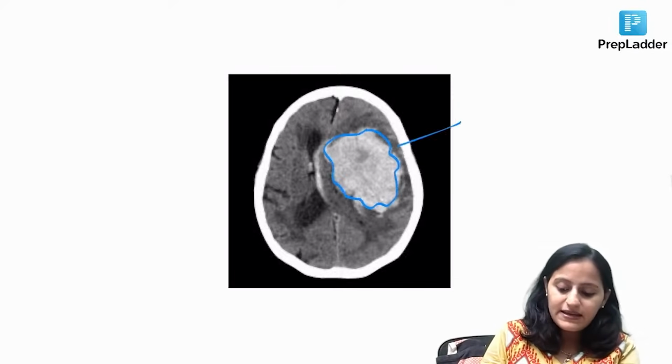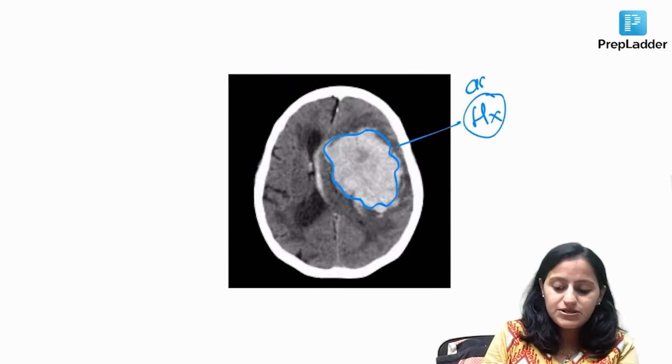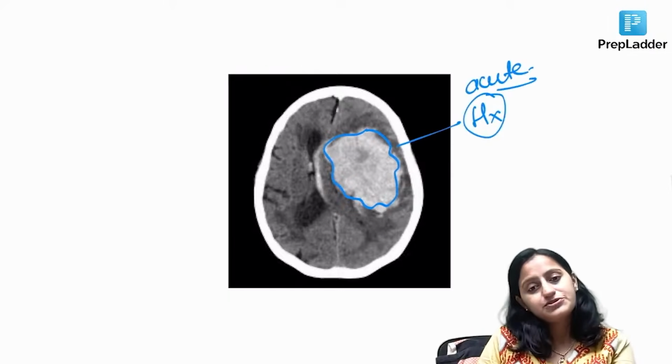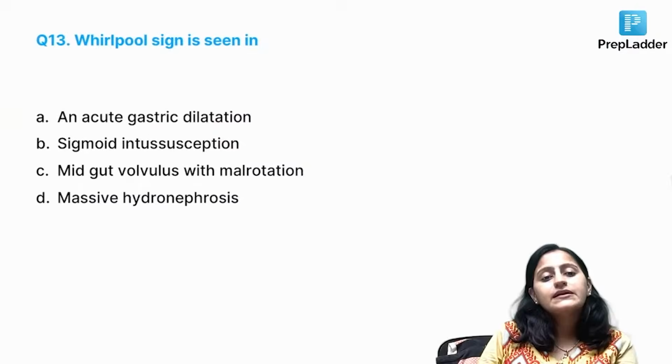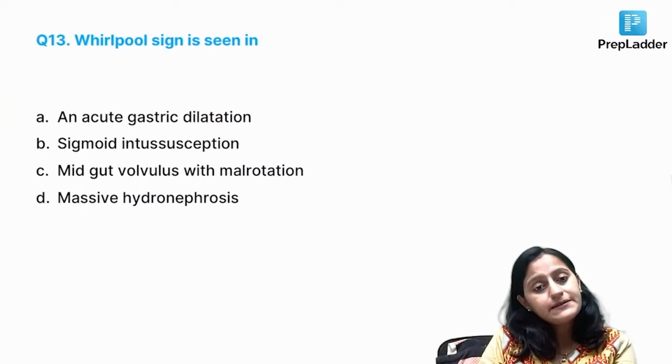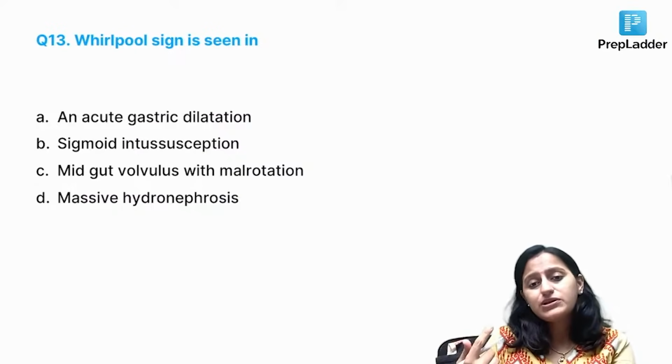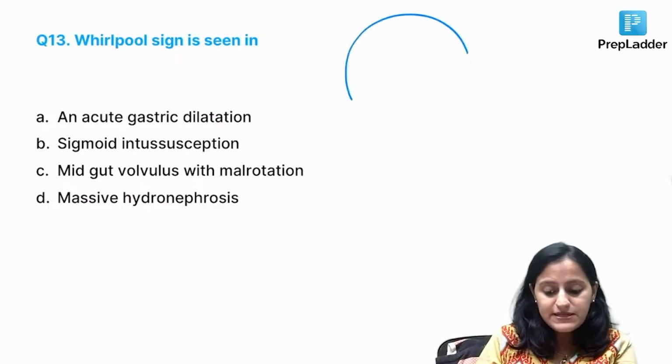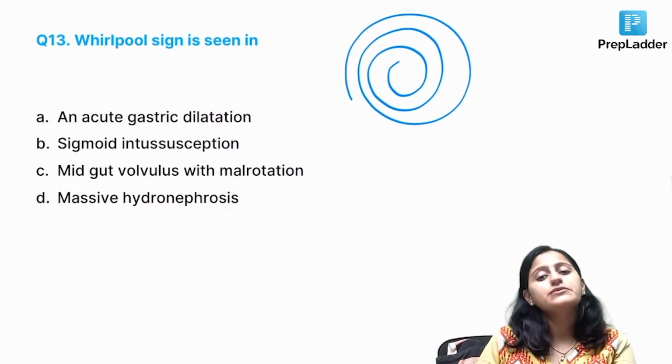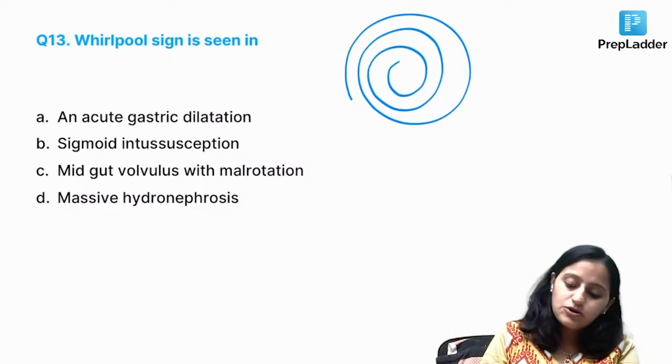The white area that you see is the hemorrhage, and that too acute hemorrhage. Next one. Where do you see whirlpool sign? Think logically, even if you have not heard about this sign. Whirlpool means something which is like this, round and round, right? Twisting. So whirlpool is basically round and round, that is twisting.